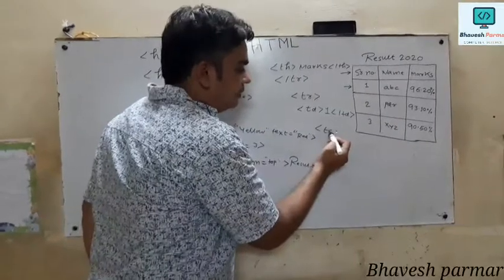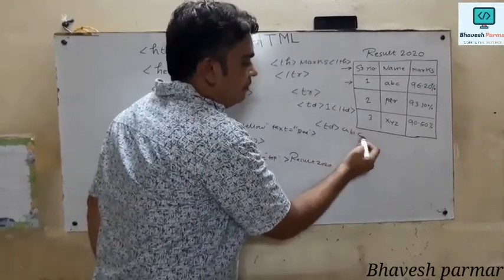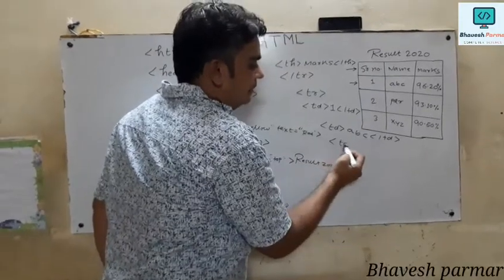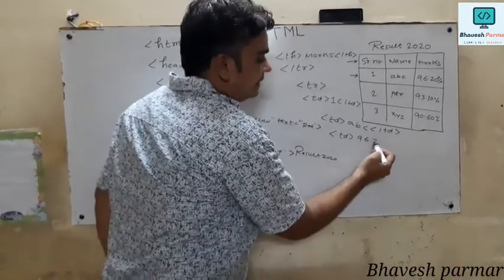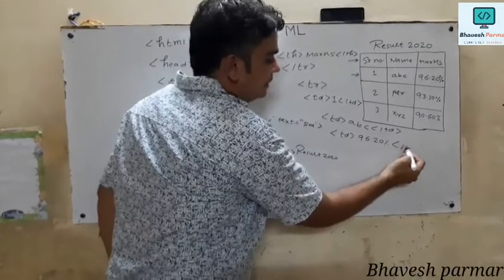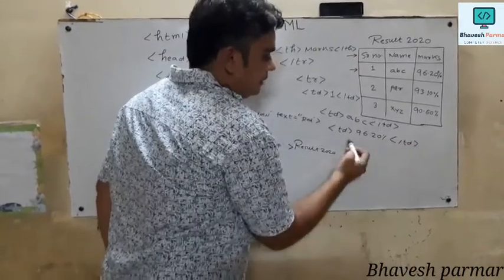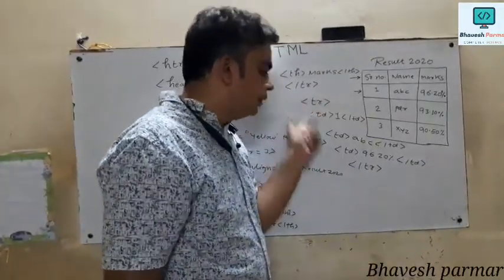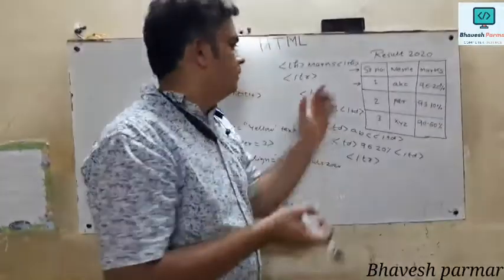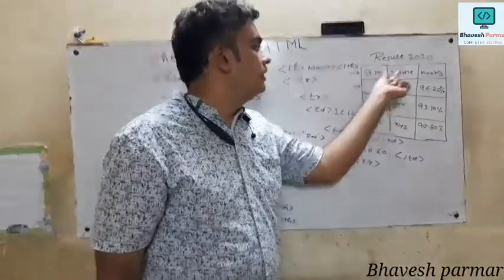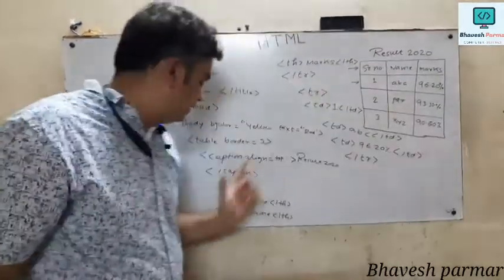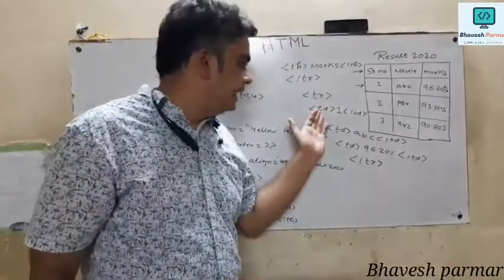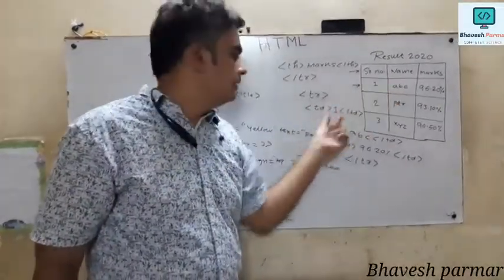Thereafter the next one: td ABC /td, then again td 96.20% /td, and the next one is /tr. So in this way I'm going to fill the information. Keep one thing in your mind: all the headings should be given in the th form, so it represents bold form, and the data is represented by the td tag.